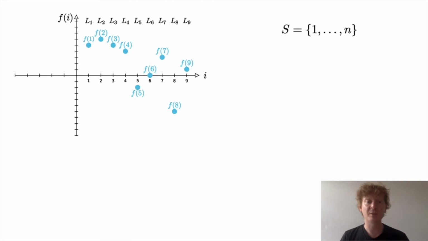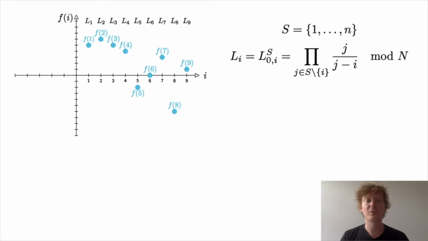We want to interpolate our points to f0, so we will use the Lagrange basis polynomials with respect to 0, which we simply call Li for position i. Li at position i is defined by the product of all other positions j divided by j-i. This allows us to simply compute f0 as the sum of Li times fi for all positions i in S, or from 1 to n in our case.